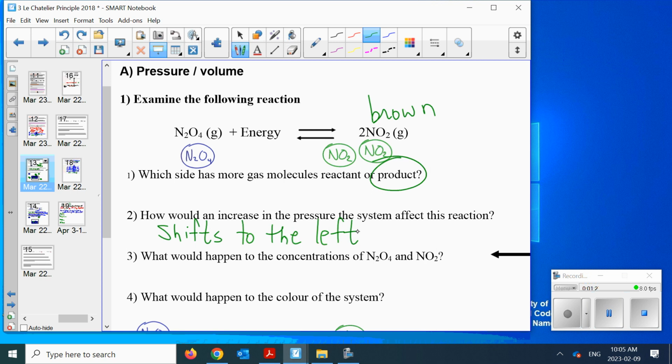N2O4 increased, but the concentration, I'm going to put in square brackets. Concentration of N2O4, that means moles per liter, right? That's the side that increases. And the concentration of NO2, the chemical, decreases.